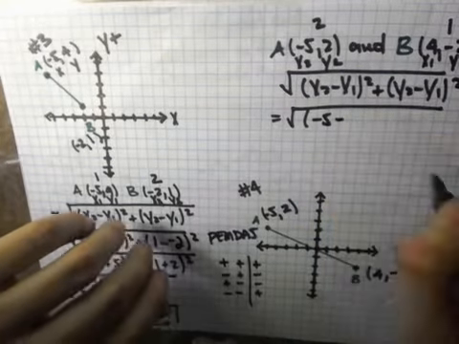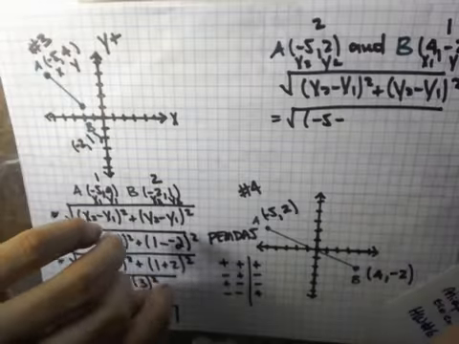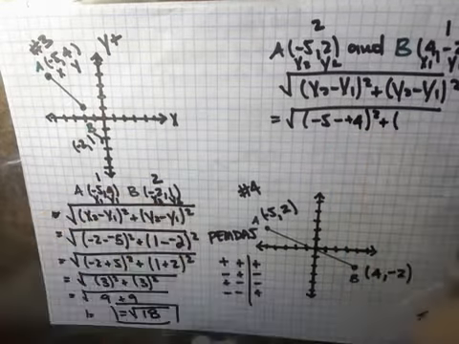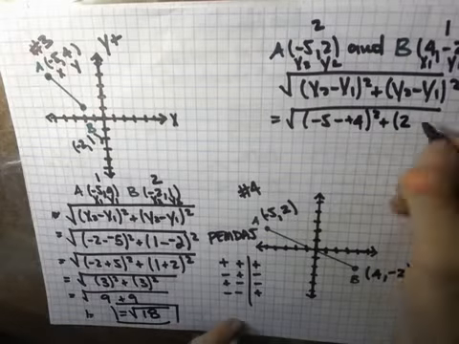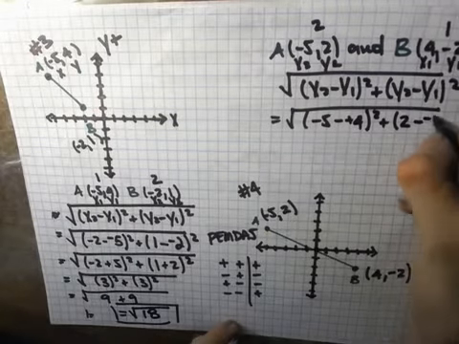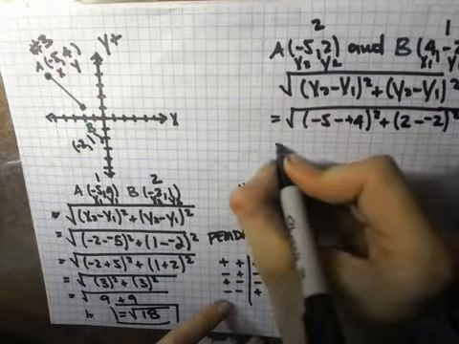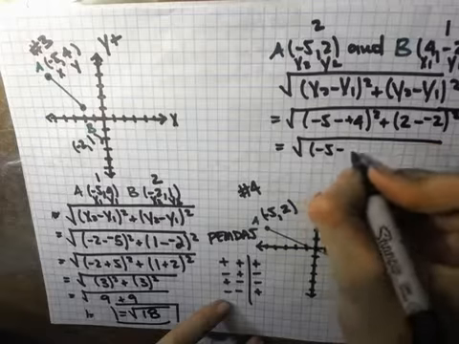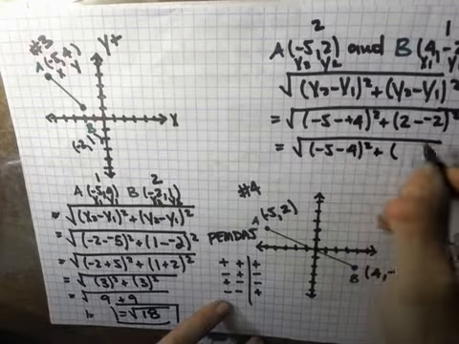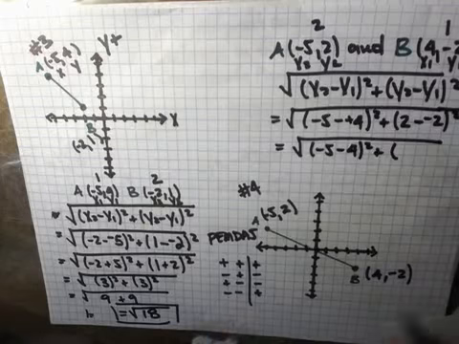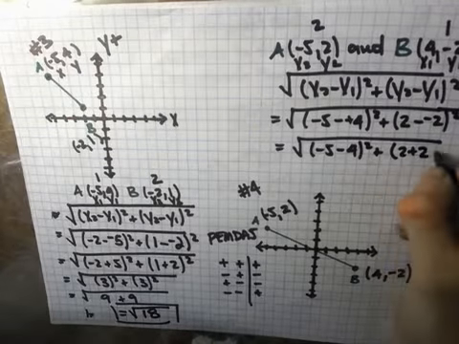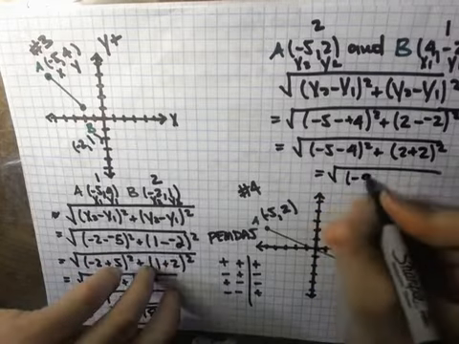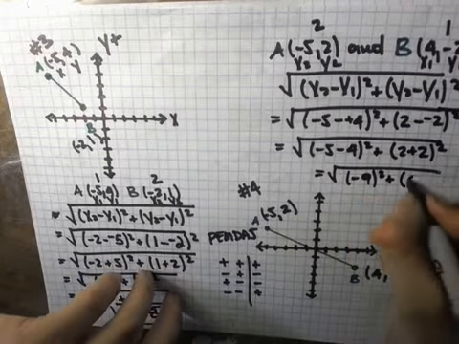That maps to our x sub 2. So x sub 1, we have 4 minus negative 5 squared plus y sub 2, which is going to be 2, minus y sub 1, which is -2, quantity squared. So we're left with -5 minus positive 4 gives us -9 squared, plus 2 minus minus reduces to a sign of a positive, so 2 plus 2, 4 squared.